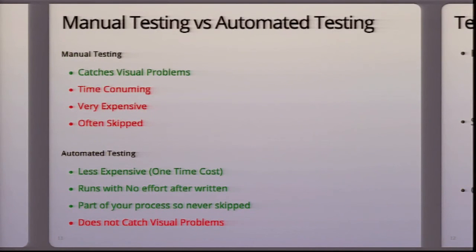So here are some pros and cons. Manual testing is really great for catching visual things. You're never going to see if your CSS lines up and things like that. You can definitely test the sizes of things. The biggest downside is it's extremely time consuming.